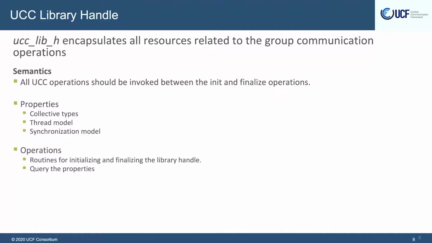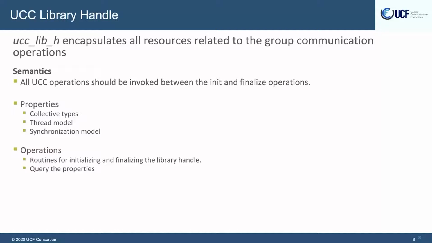Some of the properties on this library are collective types, which basically says what collectives are supported by the library. The model is that the user asks what collectives they would prefer, and the library reports saying that this is what we implement. Same with the thread model: the user will ask what thread model they would like, and the library says what thread model is implemented. And the synchronization model, similarly, we could have synchronous collectives or asynchronous collectives.